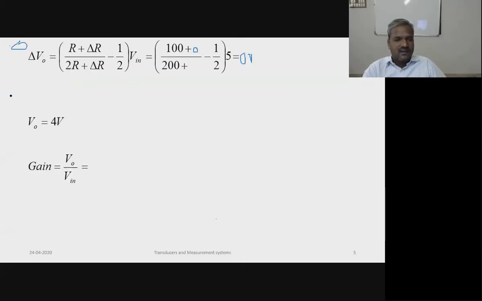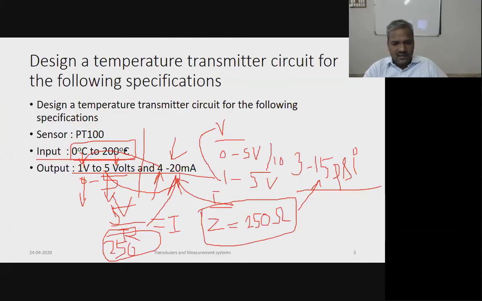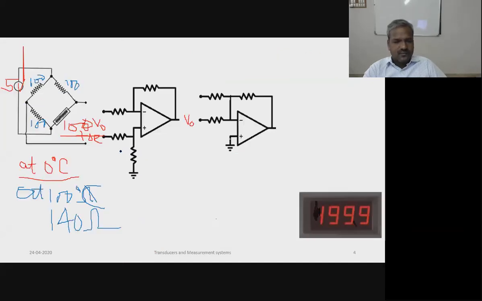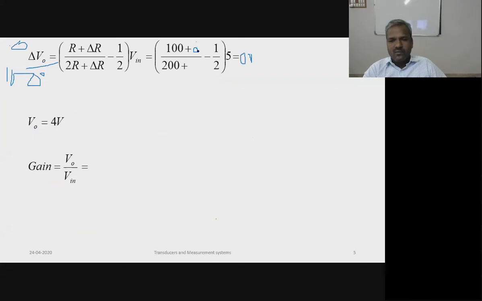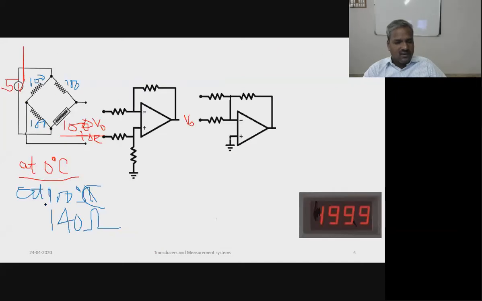Now let us calculate the del V naught at 100 degrees Celsius, or 200 degrees Celsius. Here the design is 200 degrees Celsius, right? Sorry, let us calculate for 200 degrees Celsius. At 200 degrees Celsius, what is the resistance? 180 ohm. So what is the del V naught at 180 ohm?